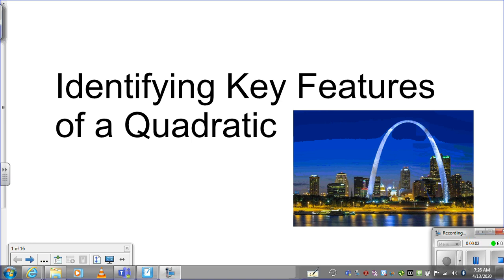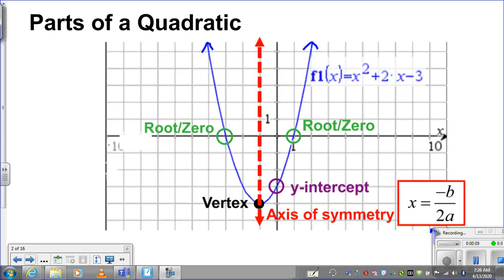Hello! In this video, we're going to be identifying the key features of a quadratic. So let's first take a look at the parts of a quadratic. There are several things that you're going to need to know. These are vocabulary words that you may end up having to just memorize.